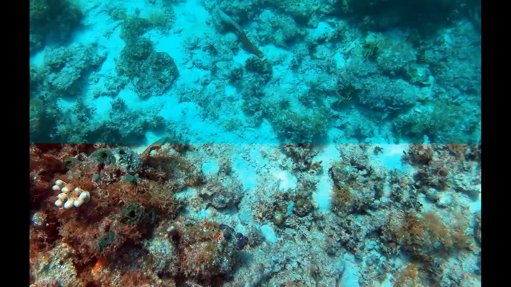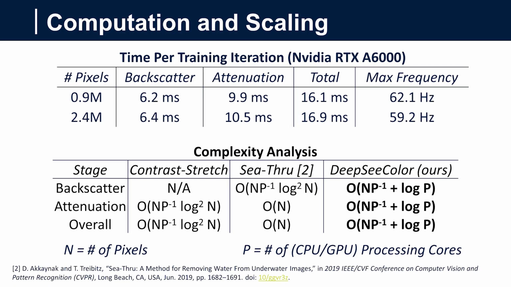We also investigated the computational cost and complexity of our algorithm. We found that on a discrete GPU, DeepSeeColor could process imagery at up to 60 Hz independent of image resolution as long as the GPU had sufficient memory. We note that this represents the total cost of processing an image and performing a gradient update on the network parameters. Thus, if the model parameters are relatively stable, inference could be performed at a higher rate.